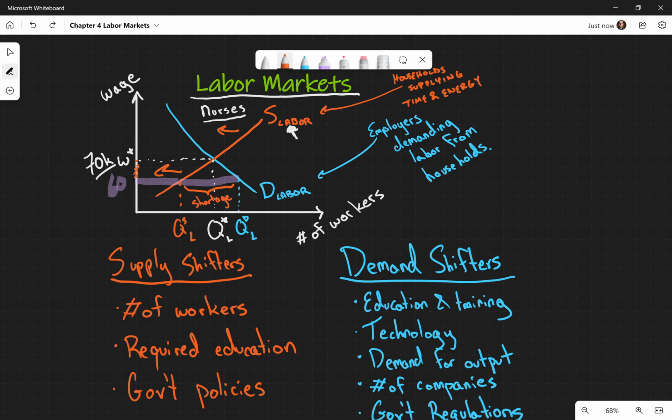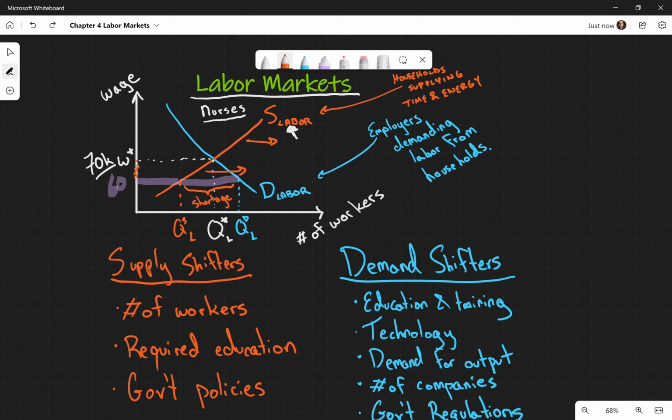Now, what if they dropped the requirements, and they said we have a 6-month accelerated program or something like that, and then you can take your LPN or RN test or whatever, right? If they lowered the required education requirements, then we would expect there to be an increase in the supply of that particular labor.